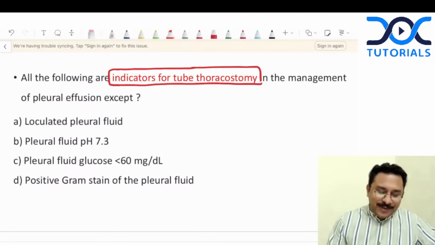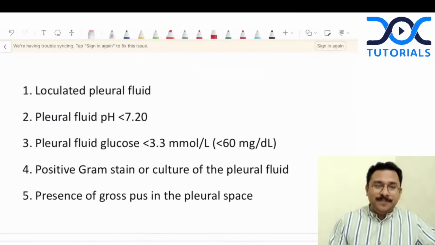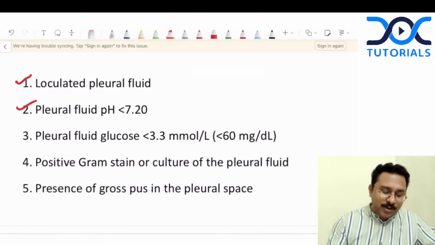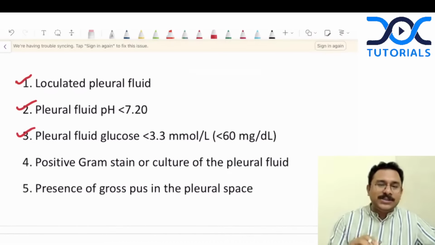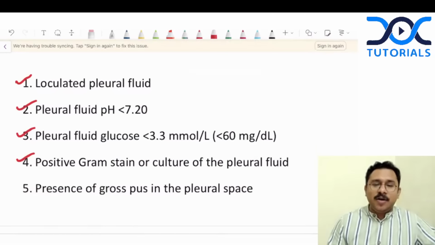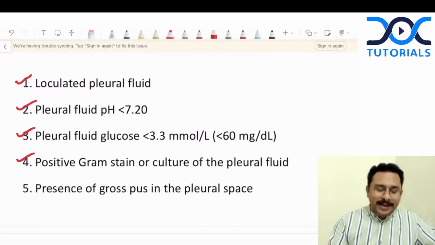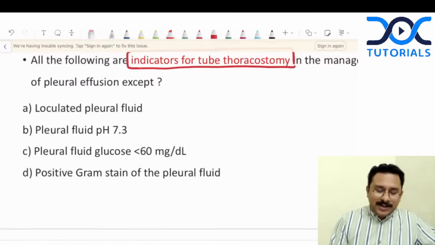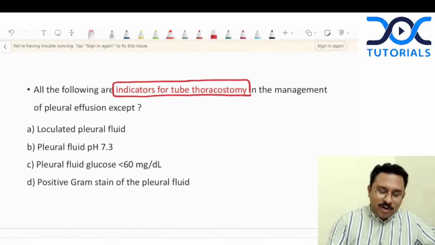Waiting for your answers. Well, in case of pleural effusion, there are 5 indications where you should go for a tube thoracostomy. Number 1, loculated pleural fluid. Number 2, pleural fluid pH less than 7.2. Number 3, pleural fluid glucose less than 60. Number 4, positive gram stain or culture of the pleural fluid, so the gram stain is yielding an organism. And number 5, the presence of gross pus in the pleural space. Out of all this, you take this into consideration and you tell me what is the indicator for tube thoracostomy.